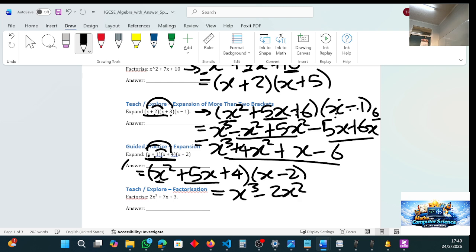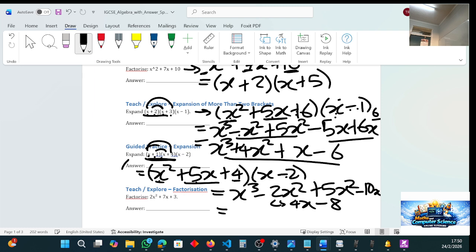So I put 5x this time around times x. Sorry, yes, 5x times x, it gives me 5x squared. Then 5x times negative 2, that's minus 10x. Also, I have the last part, which is 4 times x. I'm proceeding here, that it will give us 4x. Then 4 times negative 8, sorry, 4 times negative 2, that's negative 8.